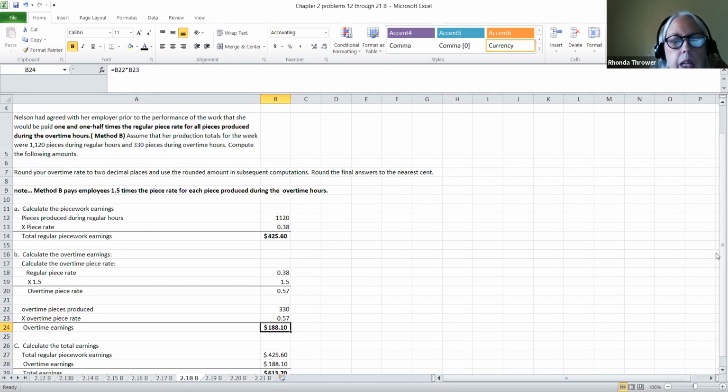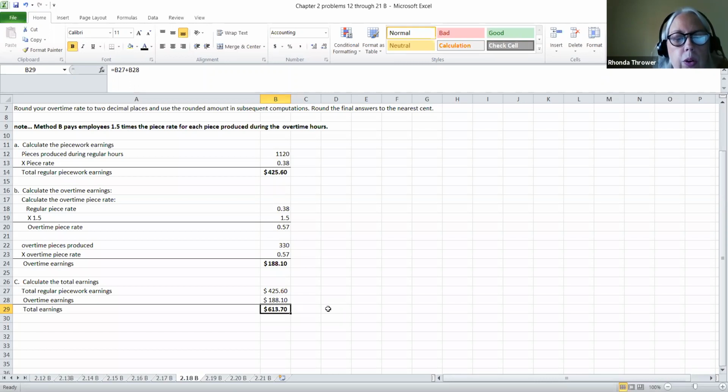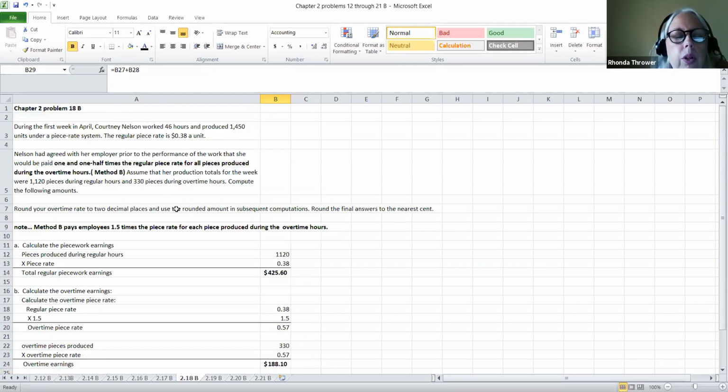$188.10. Then you're going to calculate your total earnings, which is your total regular piecework earnings, which we calculated in Part A. We're going to add to it our overtime earnings that we calculated in Part B, and then we're going to find our total earnings by combining those together. The total earnings are $613.70. So this is how you pay for production workers that are working by the piece rate with method B for piece rate overtime.